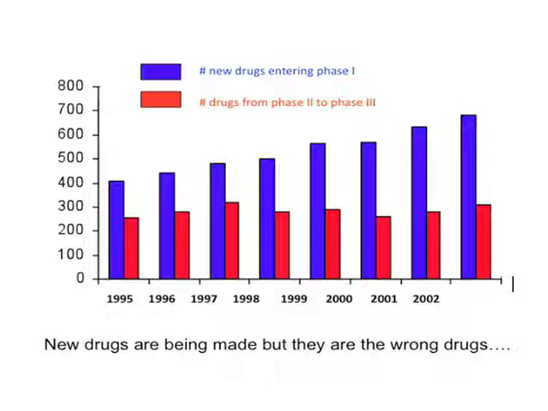This graph illustrates one other problem. What you see in blue are the number of compounds that have entered phase 1 for a range of years, and they are going up. So we are making more potential drugs. What you see in red are the compounds that made it through phase 1 and 2 and are now in phase 3. In other words, they show that they work. And this is not going up. So we are making more drugs, but they're the wrong drugs. They don't work. So problem 2 is we have to be better at choosing the successful therapeutic targets that we choose to spend our energies on.